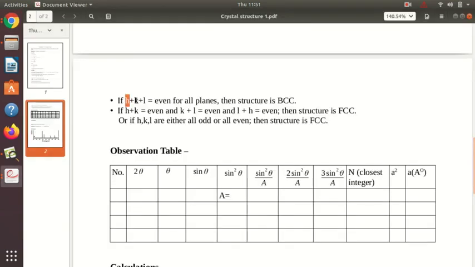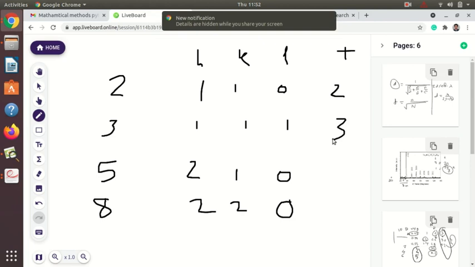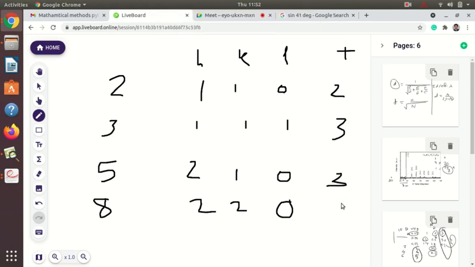If the addition is even, then the structure is BCC. So let's find out whether it is true for this. I will write the addition here. For this it is 2, for this it is 3, for this it is 3. So that is not surely BCC. For these values the structure is not BCC because I am getting some odd values here also. So I will not consider addition.